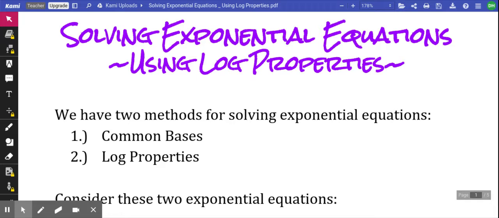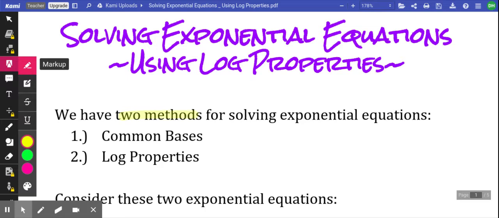We kind of flirted with this a week or so ago when we were using this method of common bases, and it's an awesome method, but the equation's got to be tailored just right for that common base idea to work. So we're going to look at a more universal approach today that's going to have a broader reach, and it's going to be using our log properties. So just to stick this in your back pocket, we really do have two methods for solving an exponential equation, one being common bases from a couple weeks ago, and now we're going to look at our log properties.